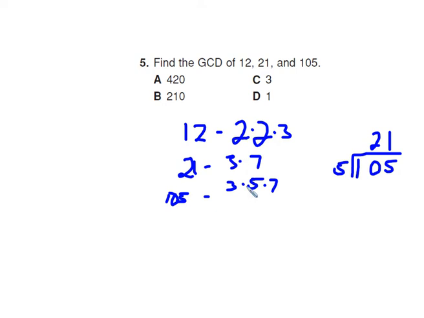So is there 2's? Nope. 2, nope. There's a 3 in each number? Yep. 3, 3, 3. Bingo. Its greatest common divisor is 3.